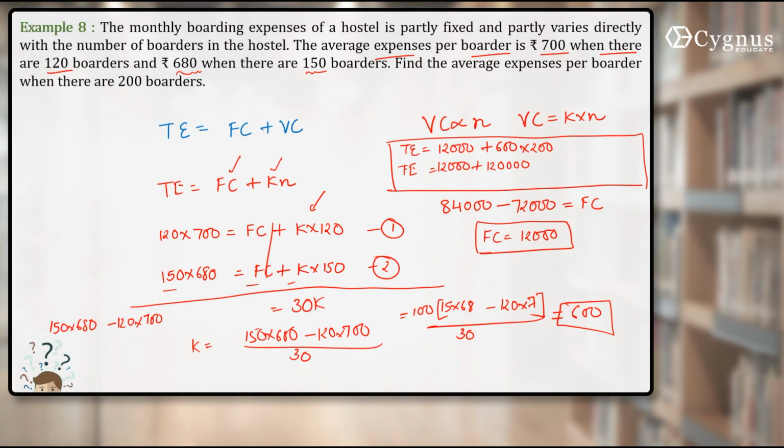But what he's asking is the average expenses. That means this value has to be divided by how much? 200. So this 12,000, this is 1,20,000. That makes 1,32,000 by 200 boarders. So let's divide it by 200. Zeros will be cancelled out. And how much do you get here? 660 rupees. Now the expenses will be 660. Fine.